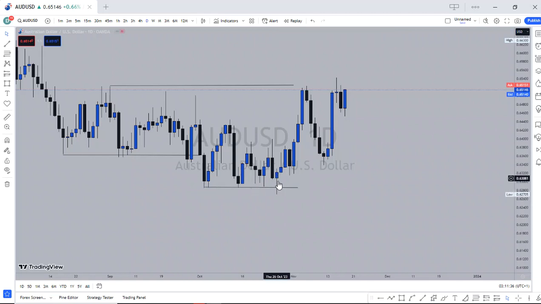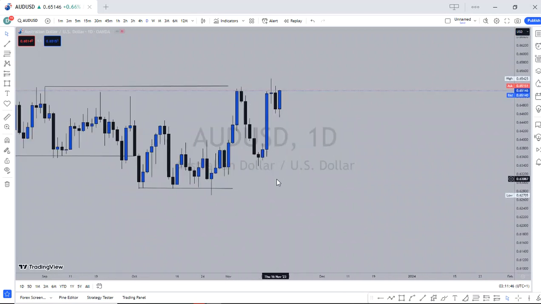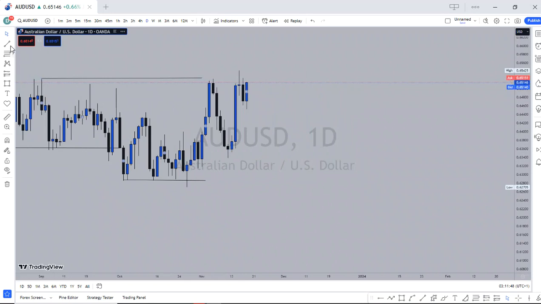Now you can pay attention to what it did right here. Also, it brought the area of support, traded into imbalance, hunted this high, came back, hunted this low, and what did it do? It traded higher to give us a structural break. And that is what the month of October did. November opened and gave us the confirmation entry by breaking structure.